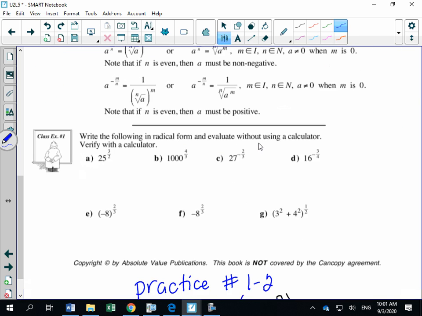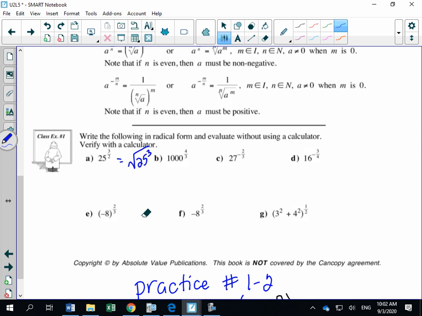Let's do class example 1, and then I'm going to give you your first set of homework, and that will be the end of part 1, and then we'll finish off this lesson in part 2. So class example 1 says write the following in radical form and evaluate without using a calculator. Then it says verify with a calculator, so we will use a calculator. Okay, this in radical form is going to be the square root of 25 to the power of 3. I think what I'll do with you right now is let's rewrite each of these first in radical form, and then I'll give you your answers.